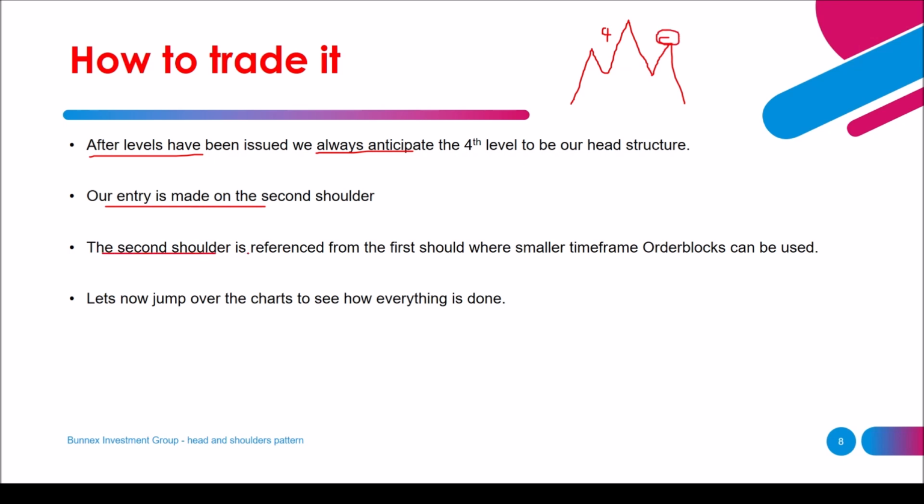So the second shoulder is referenced from the first one, and we can apply the order blocks concept from the smaller time frames. If you are seeing this on the H1, you may shift to the M15 so that you find the rightful order block to anticipate this point. So let's jump over to the charts to see how everything is done.